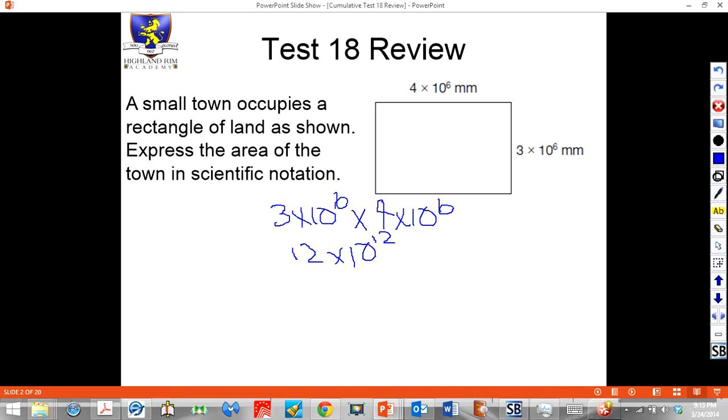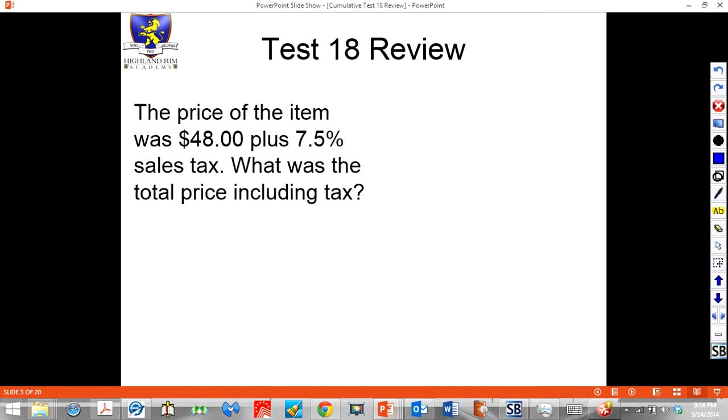So what we need to do is divide the 12 by 10, so we end up with 1.2. And since we've divided this by 10, we will multiply the 10 to the 12th by another 10. It's 1.2 times 10 to the 13th. And that's your answer in scientific notation. Let's go to our third question.